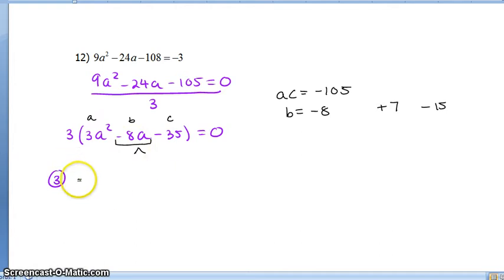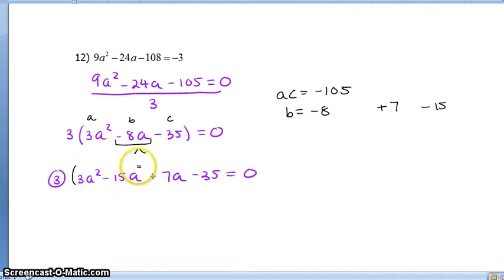So next I'm going to break up my middle. So this becomes 3a squared. The outside stays exactly the same. And I'm going to put minus 15a. I like to put the minus one first, only because it's going to be easier when taking out the GCF later. And then plus 7a minus 35 is equal to 0.